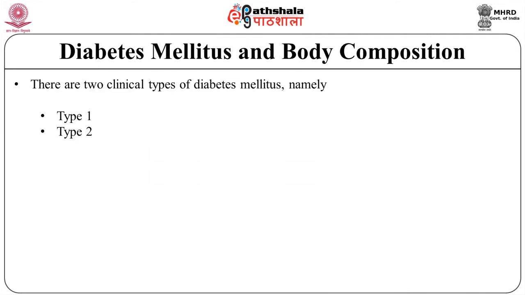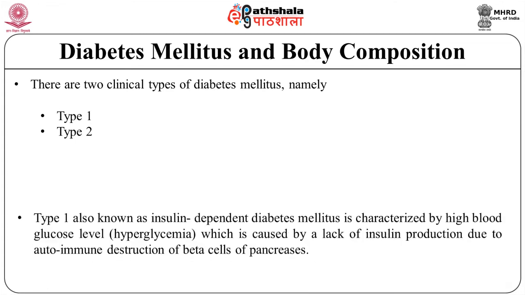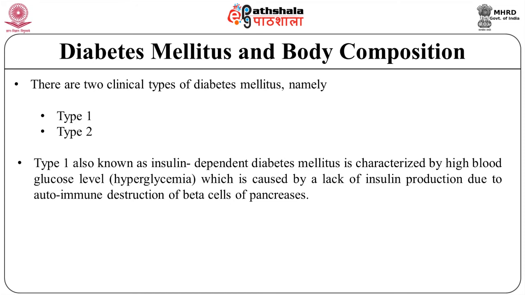Diabetes mellitus and body composition. There are two clinical types of diabetes mellitus, namely type 1 and type 2. Type 1, also known as insulin dependent diabetes mellitus, is characterized by high blood glucose level, hyperglycemia, which is caused by the lack of insulin production due to autoimmune destruction of beta cells of the pancreas.